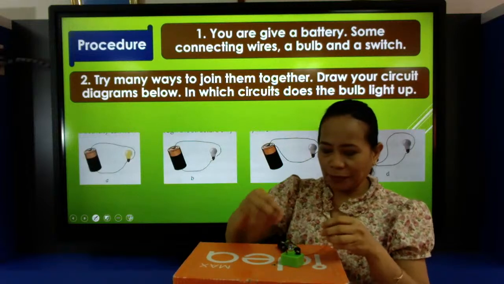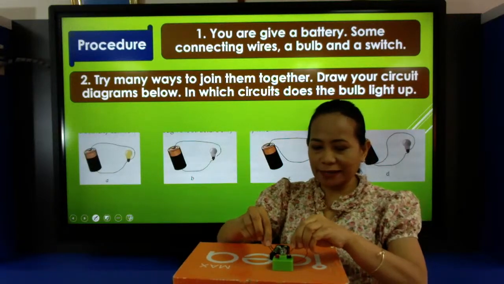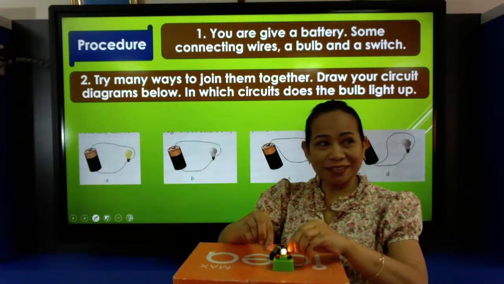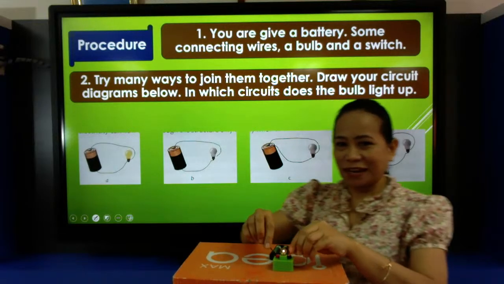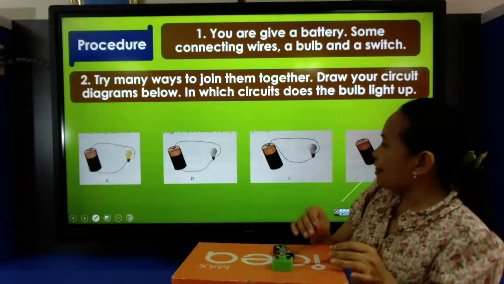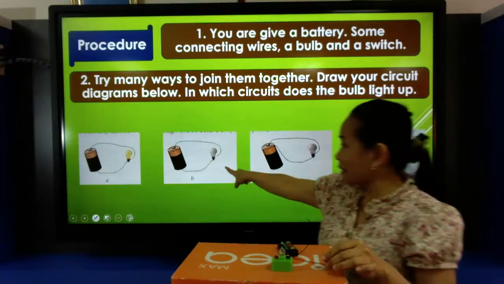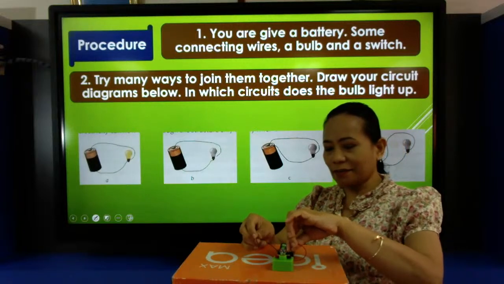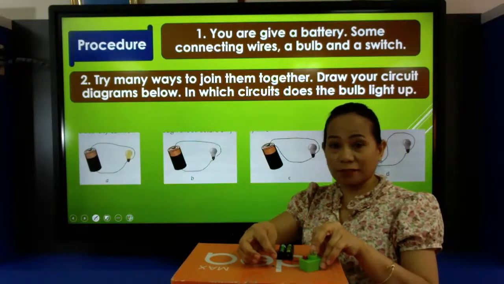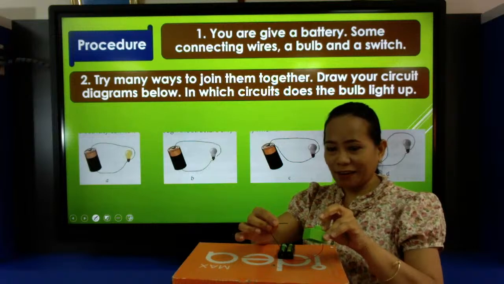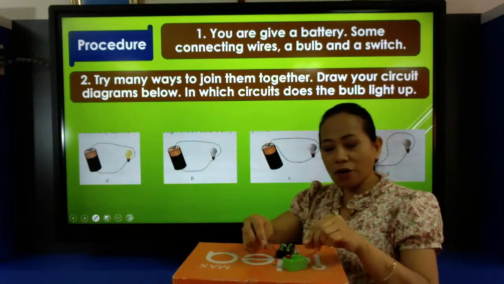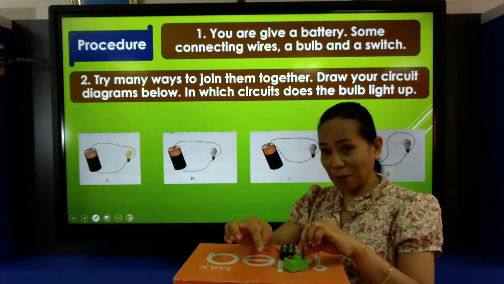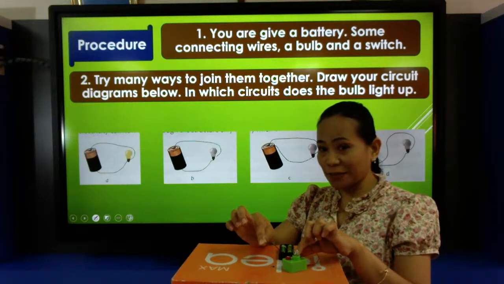Connect like this. Okay, it lights up. So this is letter A. And then for letter B, one wire is connected, but the other one is not connected. So no light. The bulb does not light up. Okay, this is for letter B.